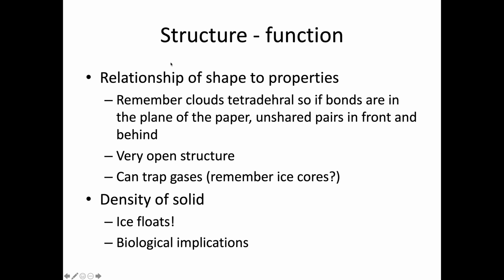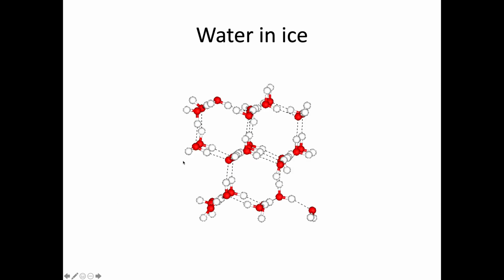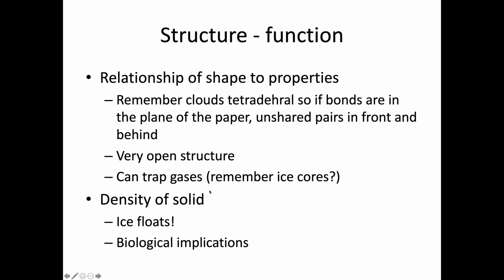So let's talk about the relationship of shape to the properties. Like I just said, the clouds are tetrahedral, so the bonds are in the plane, the unshared pairs are in front and behind. That creates a very open structure. If we back up a slide, see this open structure here? So when water freezes, remember, where does water freeze? It can freeze in the air, forming snow and hail, right? It can freeze on the ground. It can trap molecules of oxygen, gas molecules, and we talked about that in terms of ice cores. Also, another interesting thing, because it has such an open structure, water is unusual because ice floats. That means the density of ice, the solid, is actually less dense than the liquid.